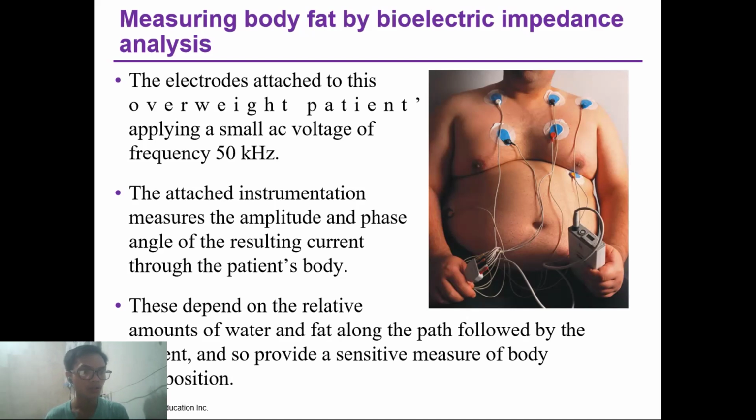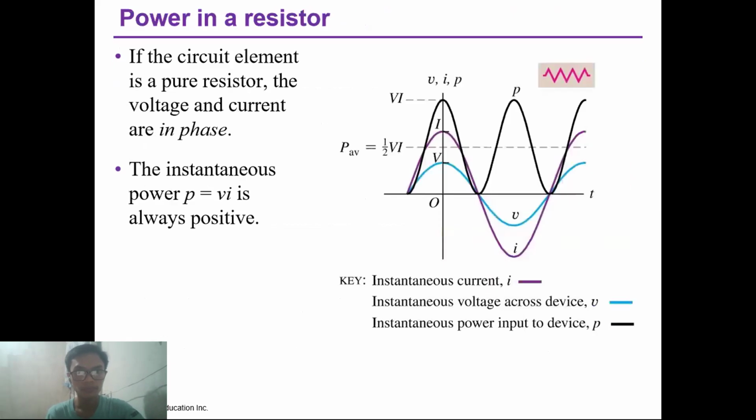So the electrodes apply a small alternating current voltage, such as 50 kilohertz, to the body, and the current amplitude and the phase angle depend on tissue composition, since water conducts well while fat does not. And this allows estimation of body fat percentage. So why is alternating current used instead of DC for bioelectric impedance analysis?